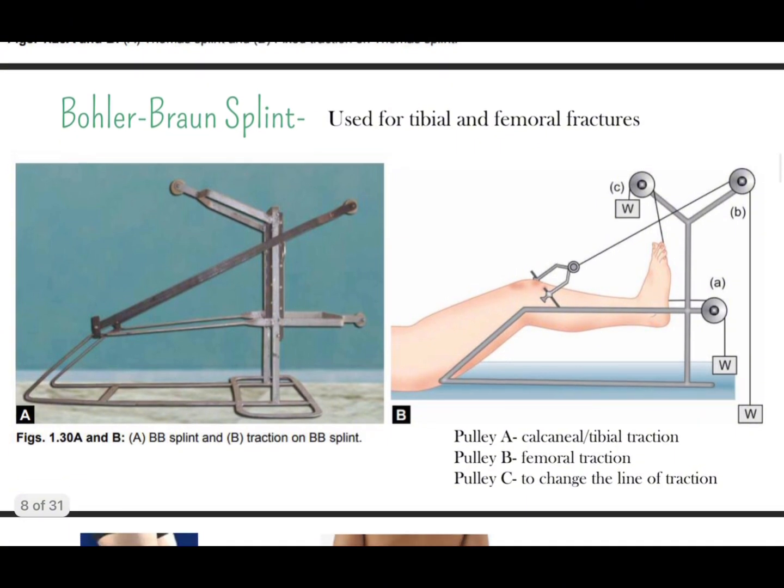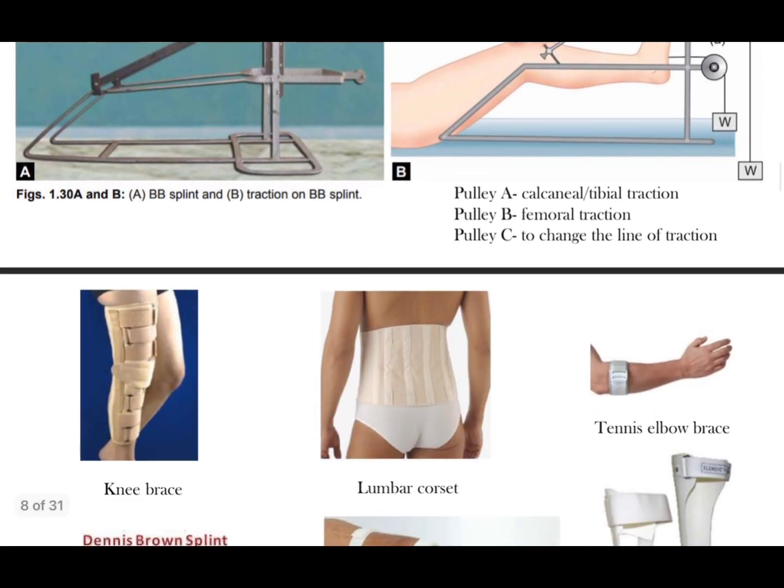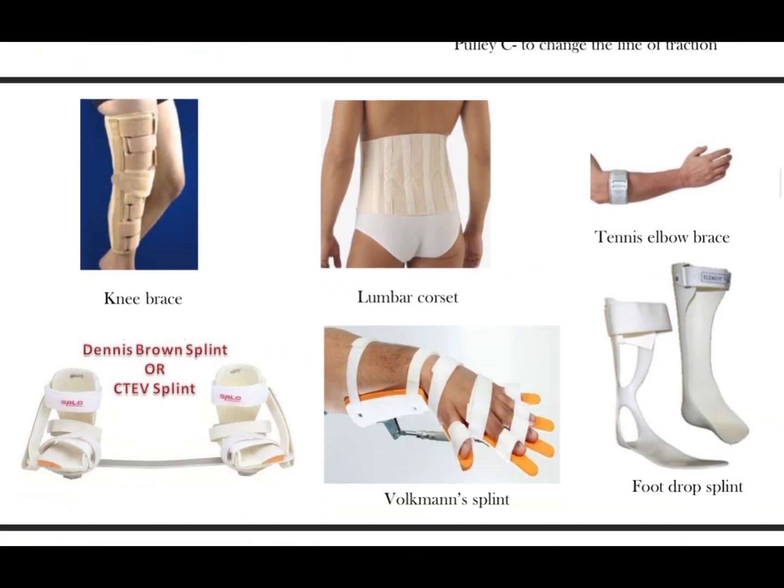We have got three pulleys here. Pulley A is for giving traction to the calcaneum or tibia. Pulley B gives femoral traction, and pulley C is used to change the direction of the traction. So this is a Bohler-Braun splint which is attached to a sliding traction. There are various types of splints in different forms. This is the knee brace, long knee brace. This is the Dennis Brown splint or CTEV splint, which is used in cases of clubfoot.